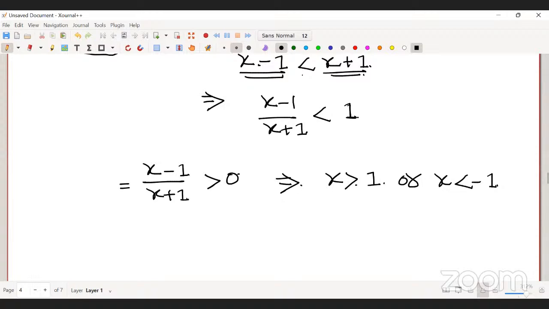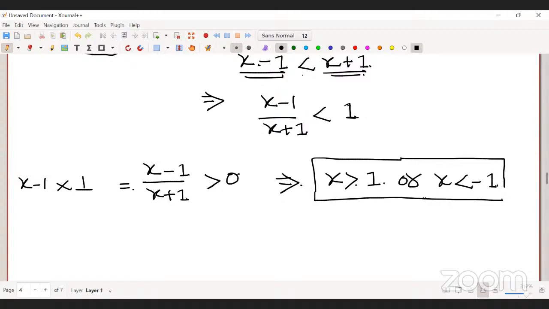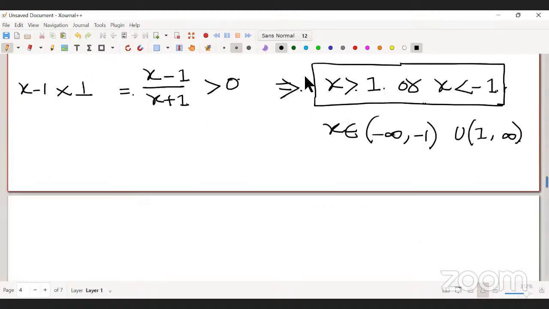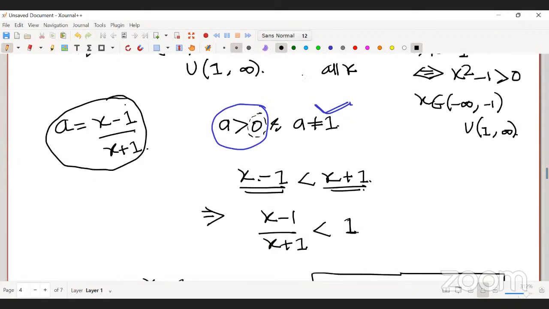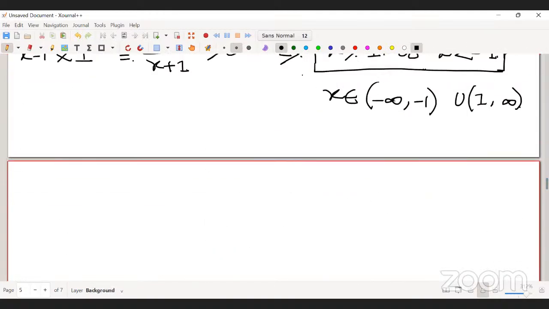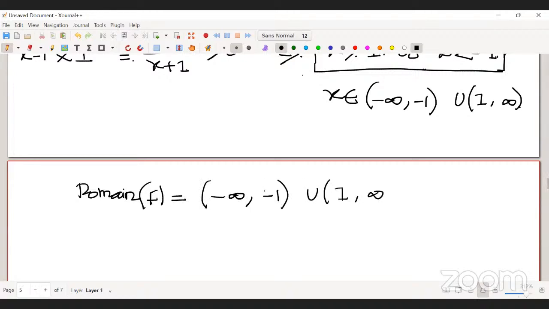Okay. So again, you try to write this as x minus 1 or maybe 1 by x. You try to find when this is greater than 0, and you take two different cases. So basically you'll get this one: it's greater than 1 or it's less than minus 1. So basically x is minus infinity to minus 1 union 1 to infinity. In the first case, this is precisely what we get, right? Yes. So what is the domain of this function? Minus infinity to minus 1, 1 to infinity. So the domain of f is this.